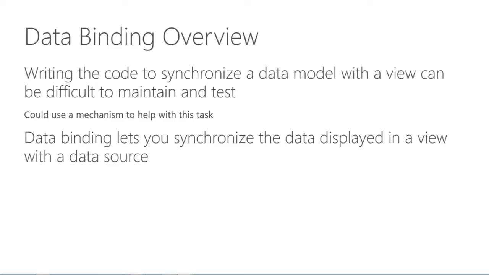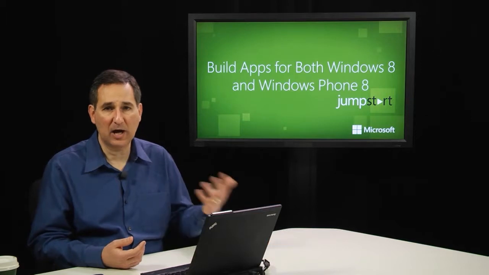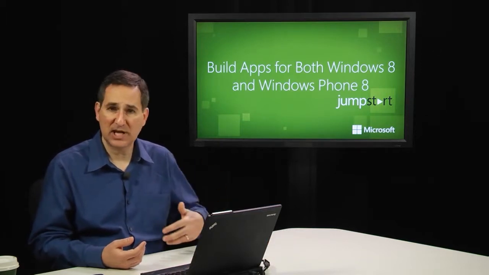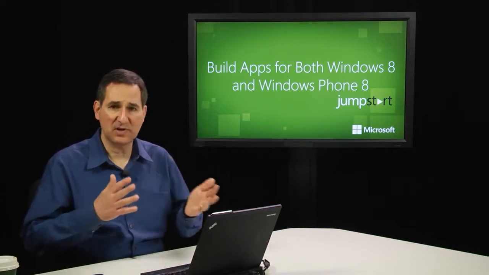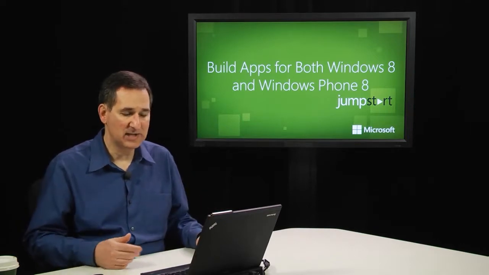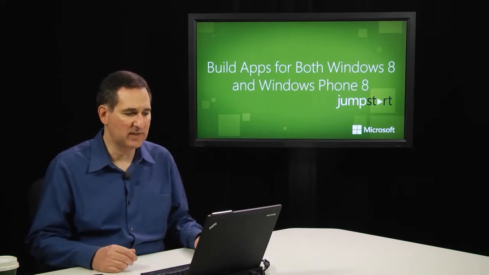So let's dive in and talk about data binding and what that is. We talked earlier about building data models and separating your data models from your views and from your view models. Maintaining and synchronizing a data model with a view can be difficult to maintain and difficult to test. If you have a lot of code behind in your views, it makes those views harder to test. So the more you can pull out of your views, so you can build unit tests and separate those views from your view models, the easier it is to test and debug and maintain and all of that good stuff.